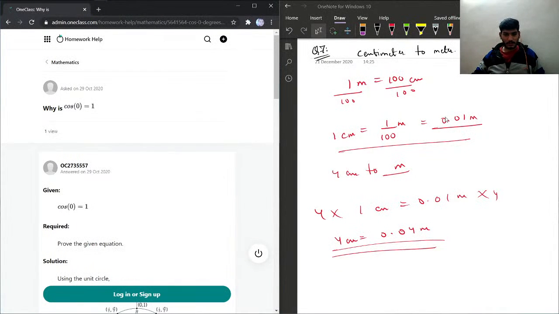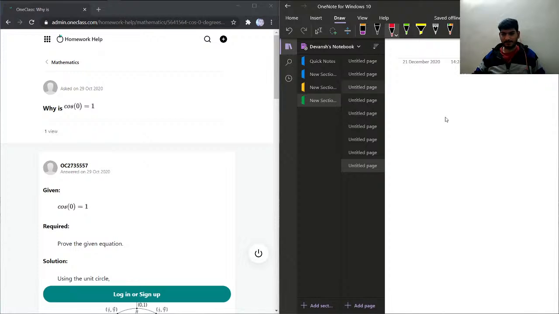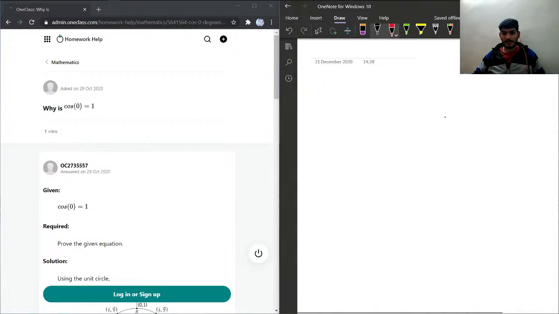Yup. So we have question number 8. This is question 8. Why is cos of 0 equal to 1? Nice question. So why is cos of 0 equal to 1?